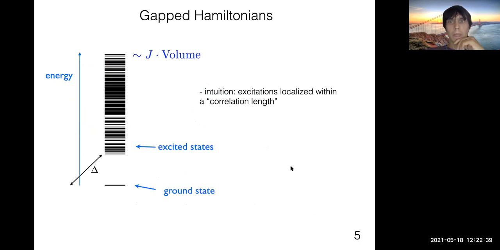Okay, so let me start by describing some of this patchwork of intuitions that allows us to understand strongly correlated systems. And again, I want to just re-emphasize that this is not a rigorous framework. This is a patchwork of intuitions, which is nevertheless fairly powerful, but it's a patchwork of intuitions.